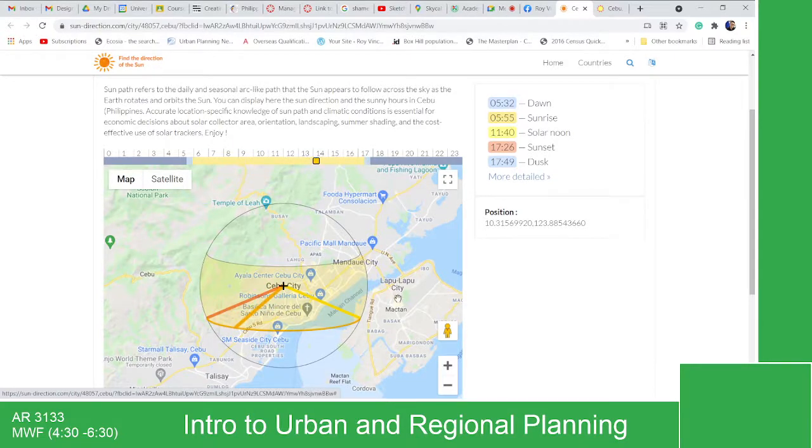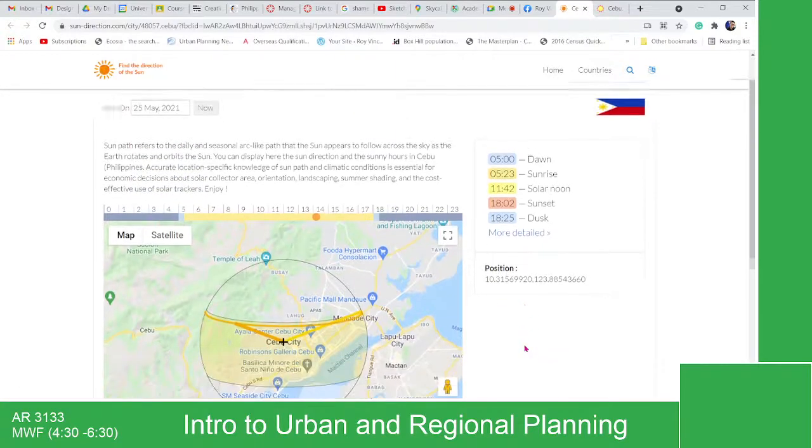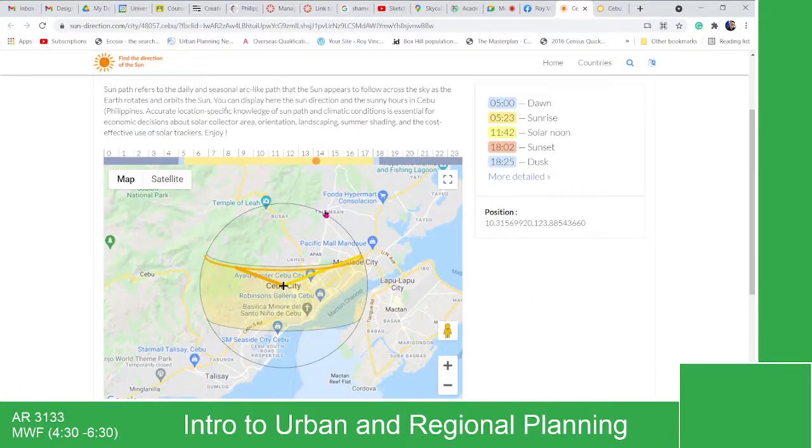And then going back to my question, which area of a site is the hottest in the Philippines, in Cebu City specifically? If we go to our hottest month, I think this year the hottest month was around March, April, I think around May. So let's go to May 2021, late May, let's say May 25-ish. You can see the sun path is here, on the more northern side, and it varies from day to day.